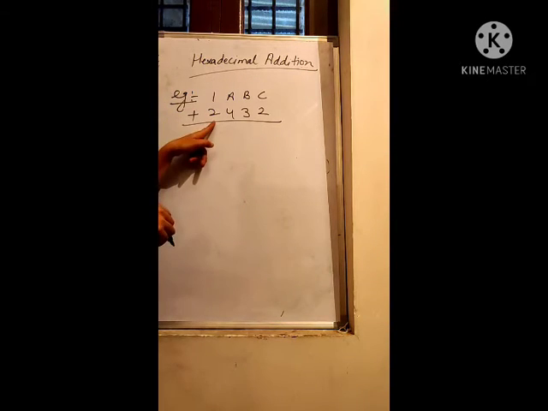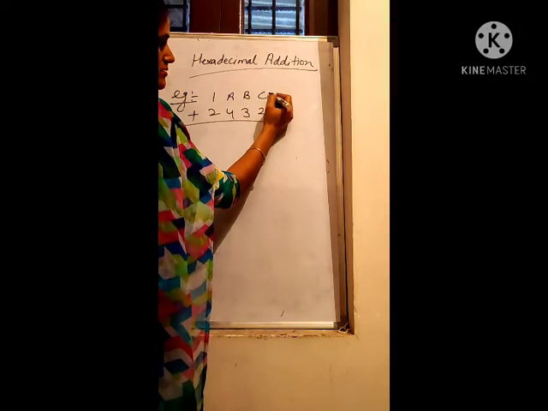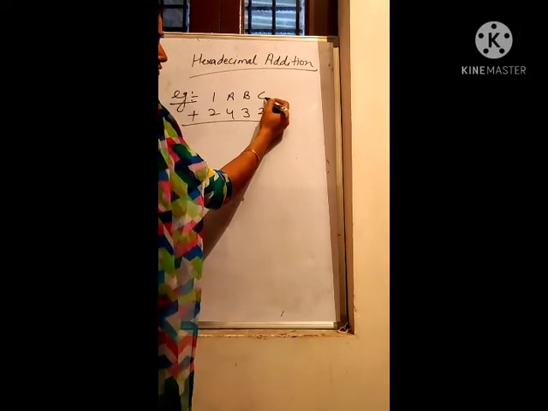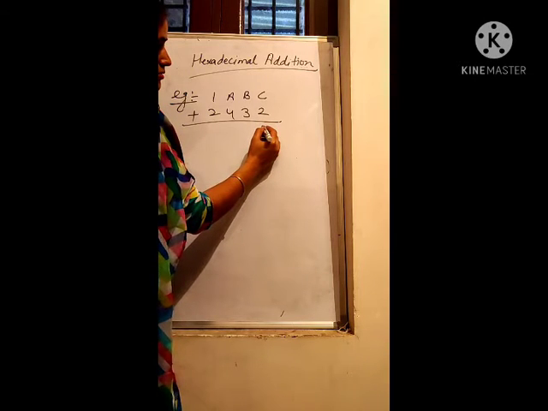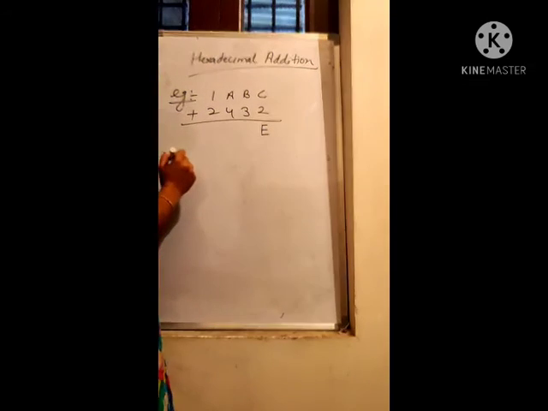For example, I want to add these two numbers, both are hexadecimal numbers. So how will I perform it? C means it is 12. So 12 plus 2, 14. So it means it is E.